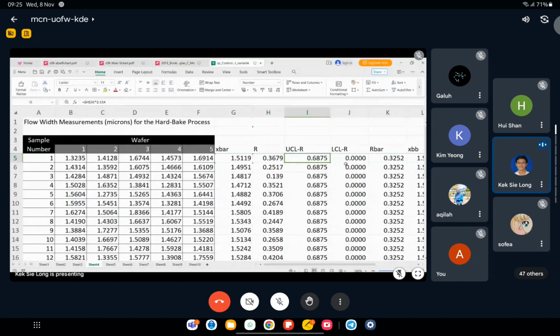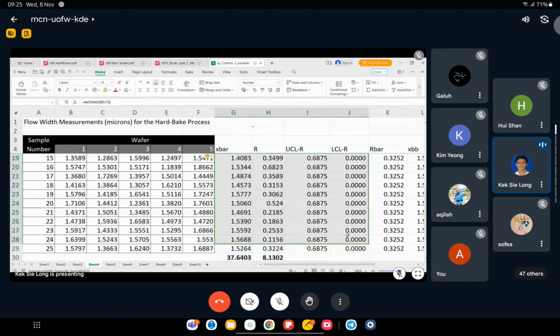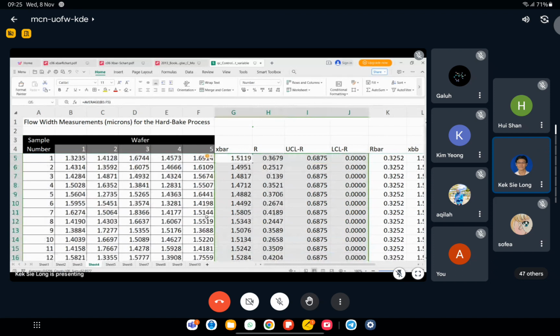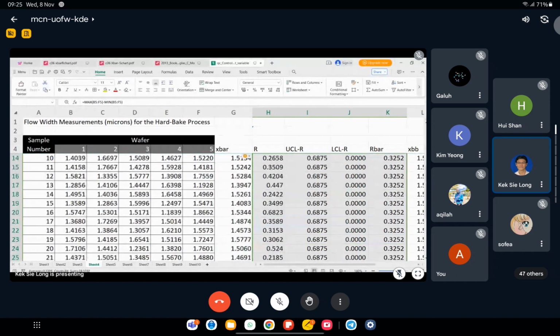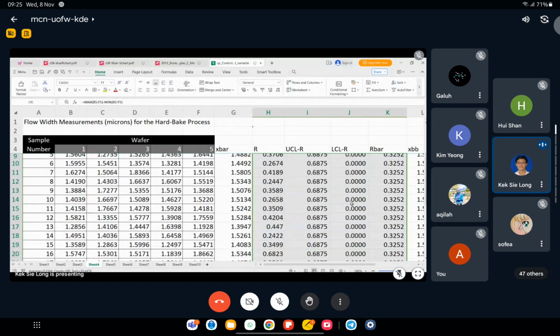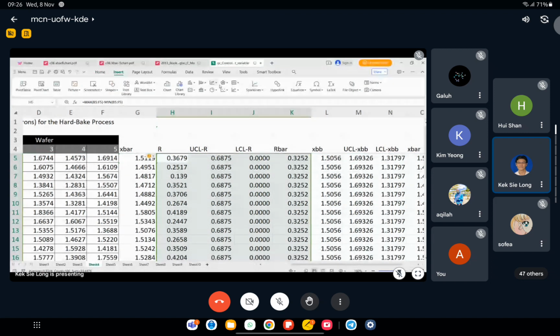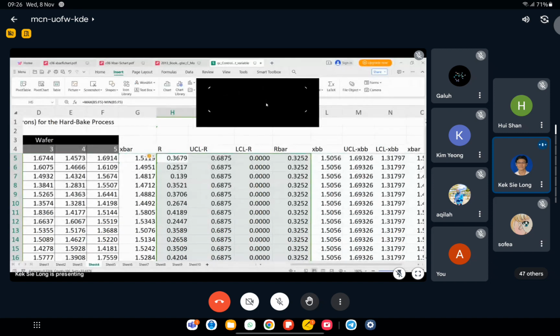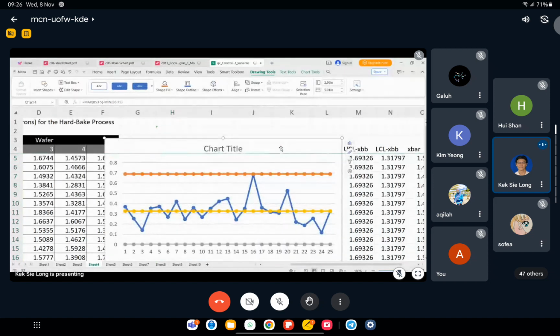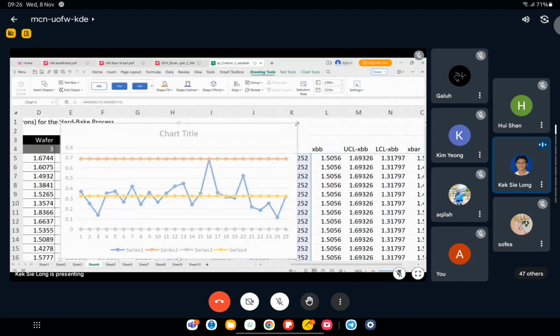Okay, now my UCL is right. My LCL is right. Again, highlight these 4 columns. Oh, sorry, not including S bar. Highlight these 4 columns: R, UCL for R, LCL for R, and R bar. And then go to insert. Now I want to choose the 4th one. So this is the R control chart.